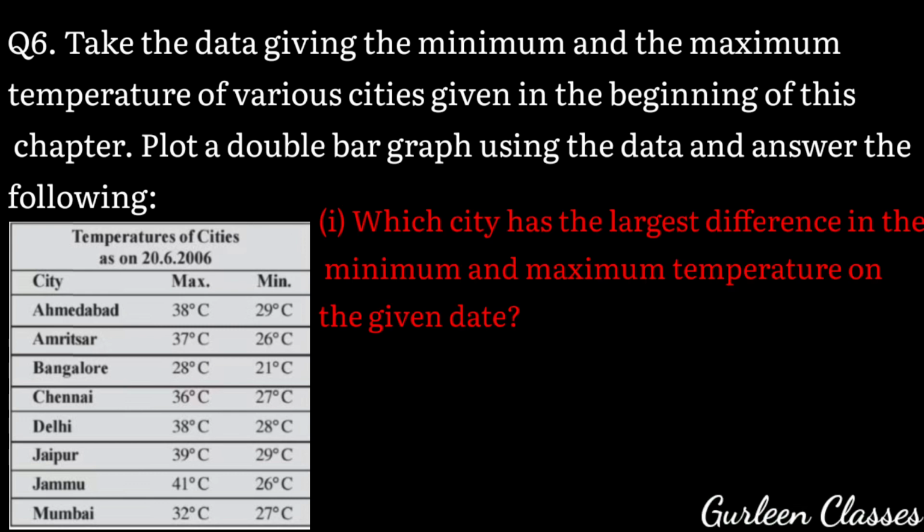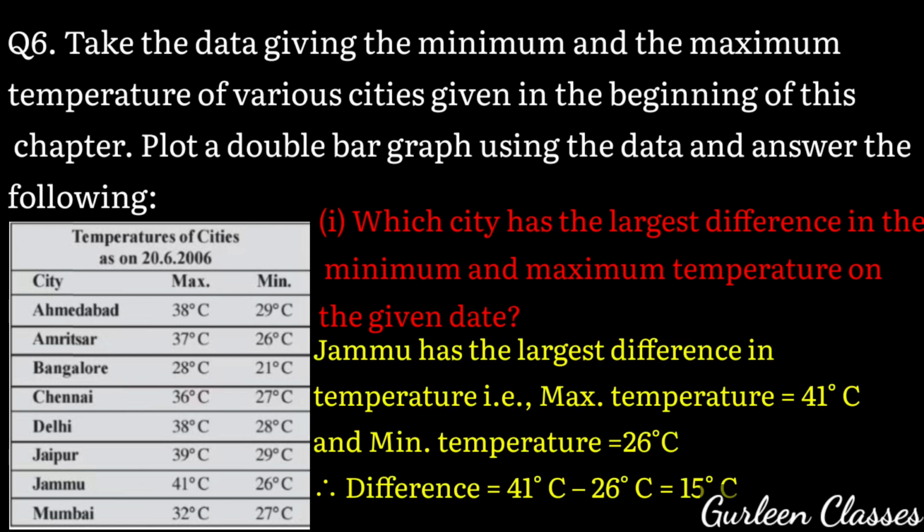First part, which city has the largest difference in the minimum and maximum temperature on the given date? So students, Jammu has the largest difference in the temperature, that is maximum temperature is 41 degrees Celsius and minimum temperature is 26 degrees Celsius. So difference is equal to 41 degrees Celsius minus 26 degrees Celsius, that is equal to 15 degrees Celsius.